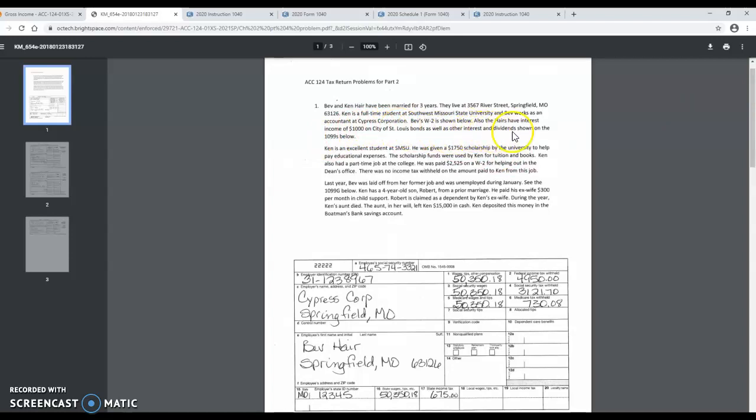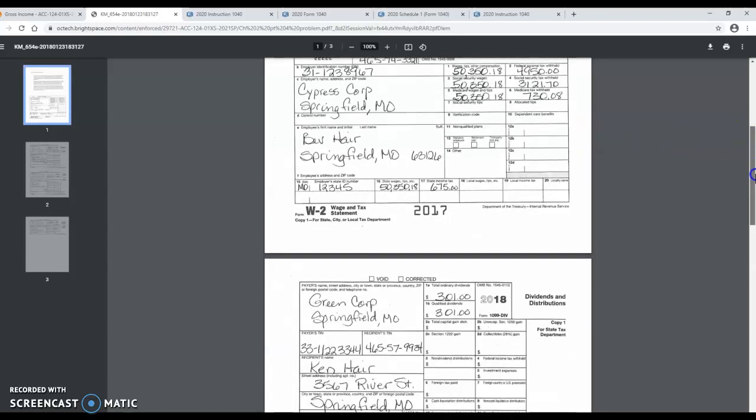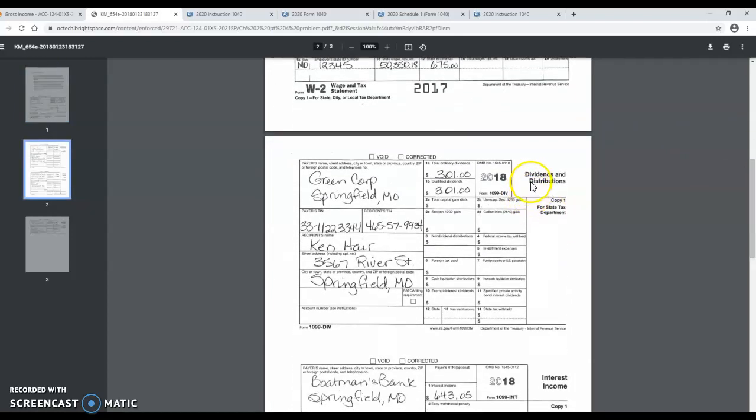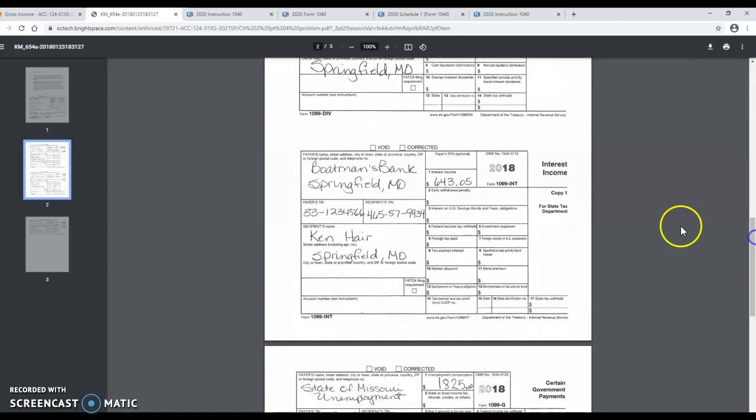Okay, they also got other interest and dividends. So we go on down. Here's a 1099-DIV, so that's dividends. And we have our 1099-INT here. And they had interest income of $643. So this would be taxable interest. It's not above $1,500, so I don't have to worry about putting it on a Schedule B. If it was more than $1,500, I would have to put it on a Schedule B.